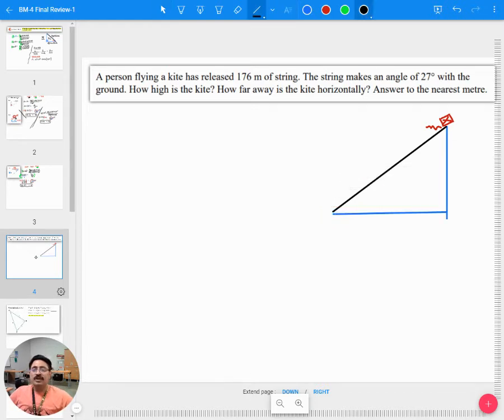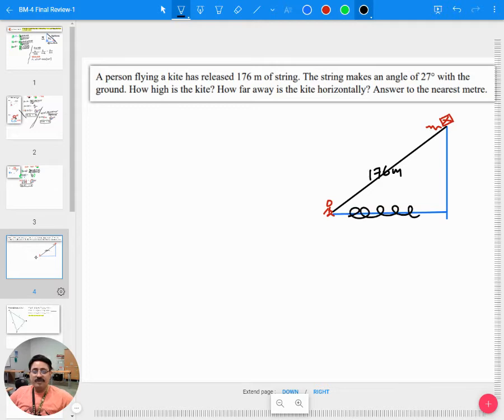Well, again, let me read the question again. A person, let me draw a person too. A person is flying a kite, has released 176 meters of string. You can imagine this way, and you can say that this is the length of the string, right? 176 meters.